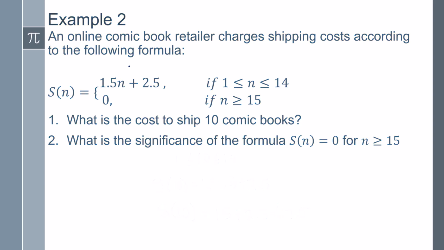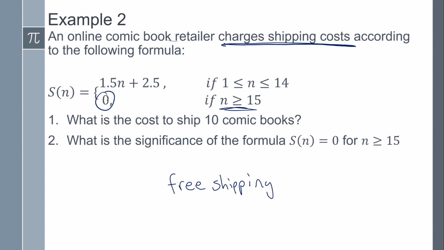So then, what is the significance of the formula S sub n equals 0? So basically what this means is, if I know that an online comic book retailer charges shipping costs, and the order is greater than or equal to 15 comic books, then I don't pay any shipping fees. So it's going to be free shipping.